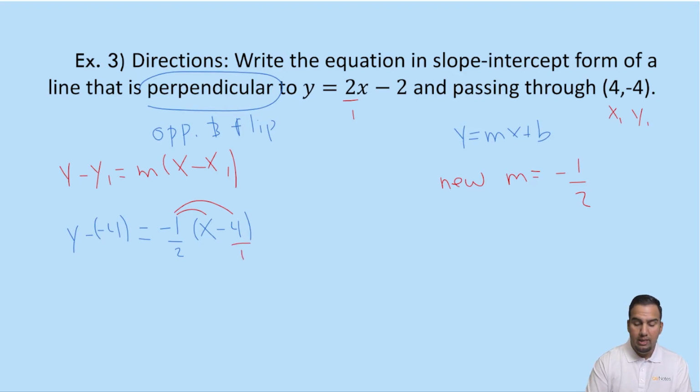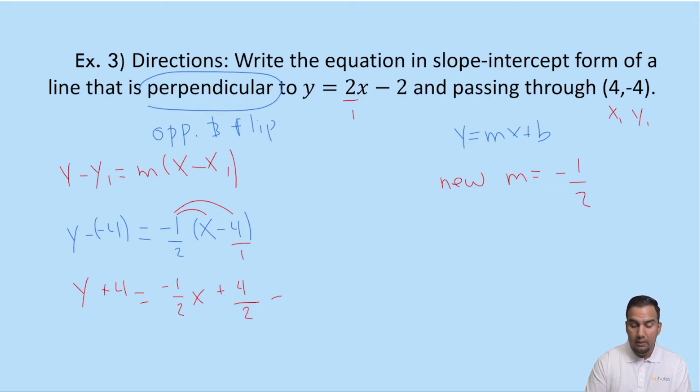So when I distribute, I'm going to get negative half times x, which is going to be negative half x, stays the same. And then negative half times negative 4, I'm going to multiply top with top, bottom with bottom. But notice there's a negative times a negative, which is going to be a positive. 1 times 4, which is 4. And on the bottom, 2 times 1 is going to be 2. Now on the left side, I'm going to clean it up. I see 2 negatives, which turns into a positive, but we already knew that. So it's going to be y plus 4 equals to that.